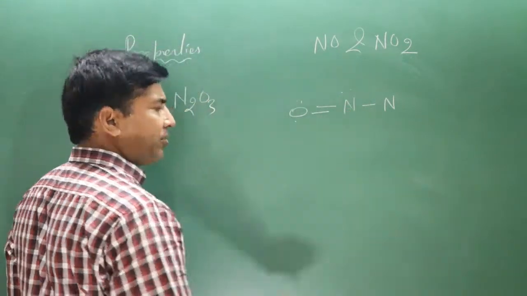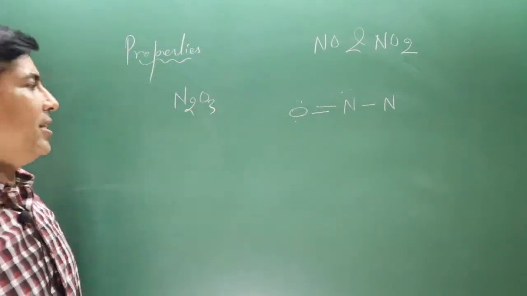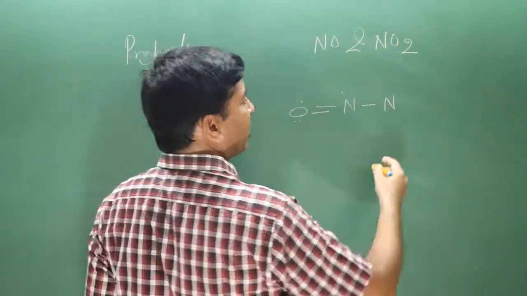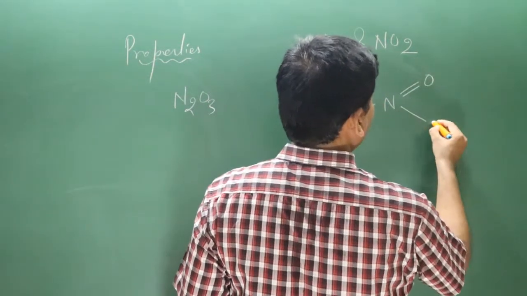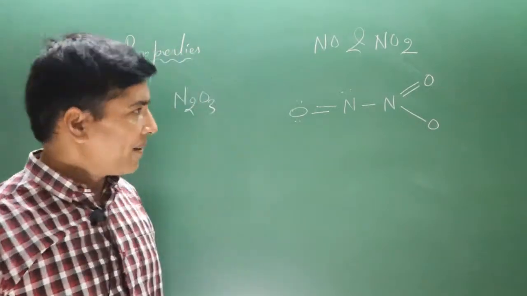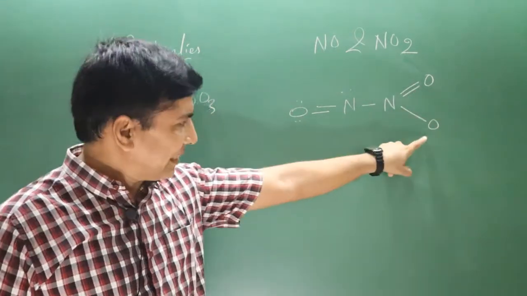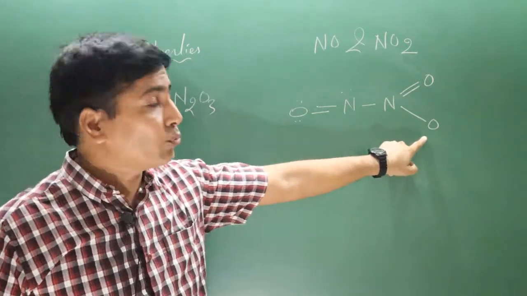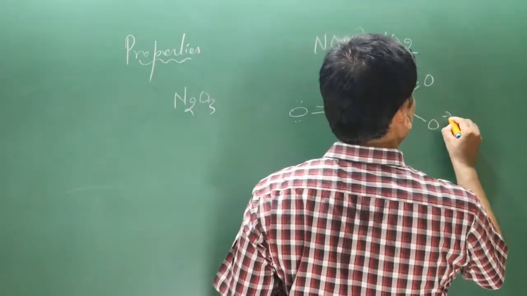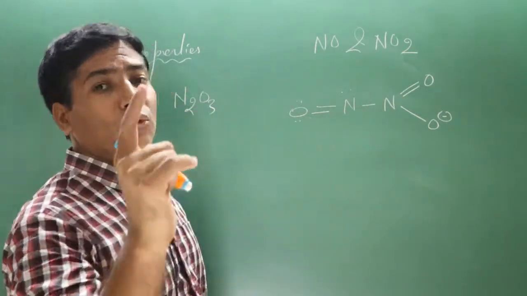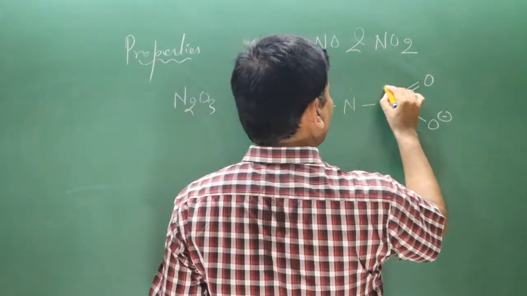Nitrogen valency is satisfied, oxygen valency is also satisfied. Now pay attention very carefully. This nitrogen is connected to 2 oxygen, double bond oxygen and single bond oxygen. You can see this oxygen valency is satisfied because it is forming 2 bonds, but this oxygen is forming less than 2 bonds. Oxygen forming less than 2 bonds will always carry negative charge. Nitrogen forming more than 3 bonds will always carry positive charge.